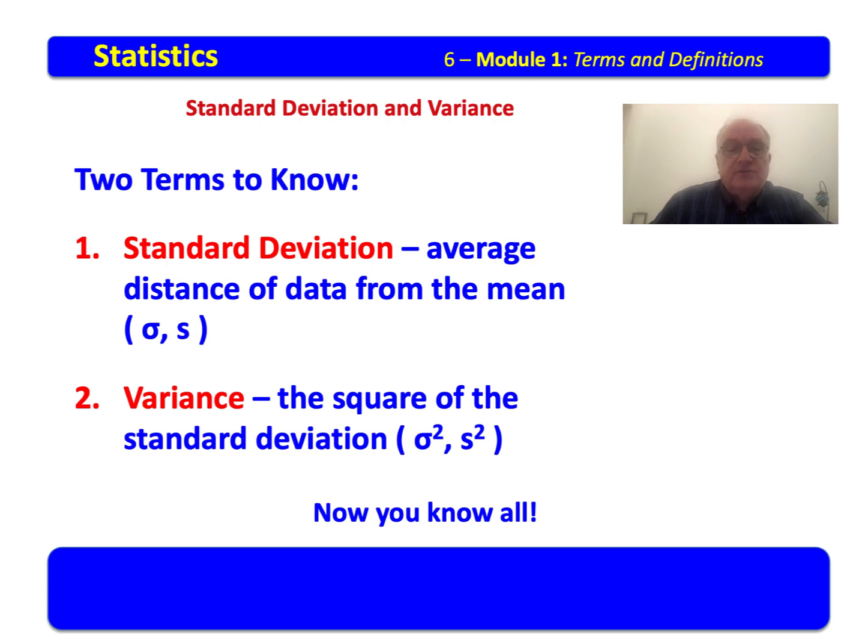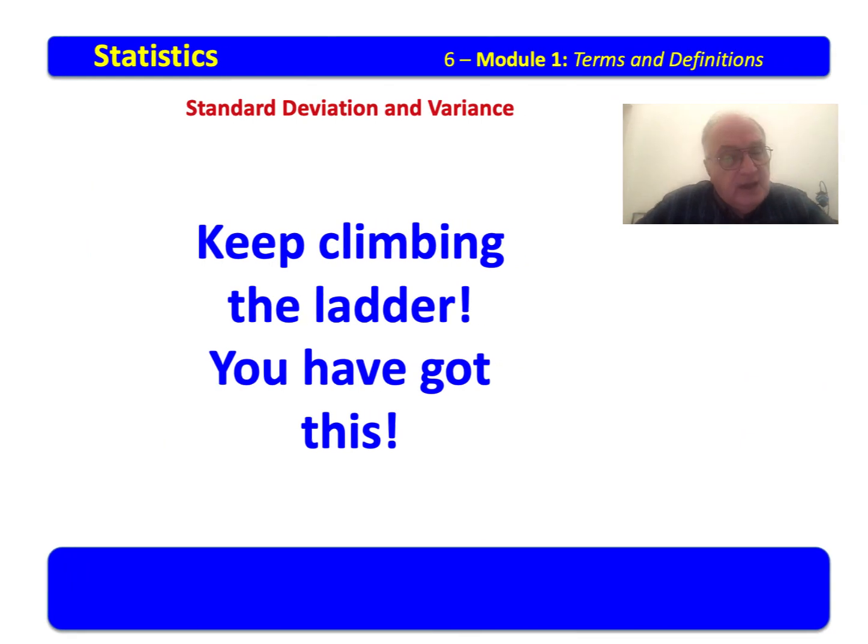Now you know all. Standard deviation is the average distance of the data from the mean. Sigma represents it for the population. S represents it for the sample. Variance is the square, sigma squared and S squared. Now you know all things. Keep climbing the ladder. You're getting your terms and your definitions. Look at what all you've learned.